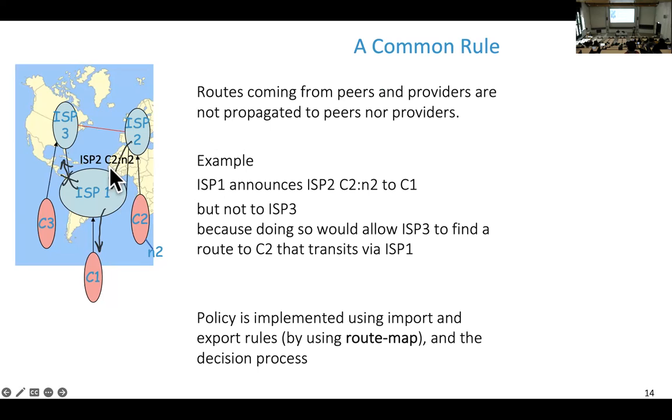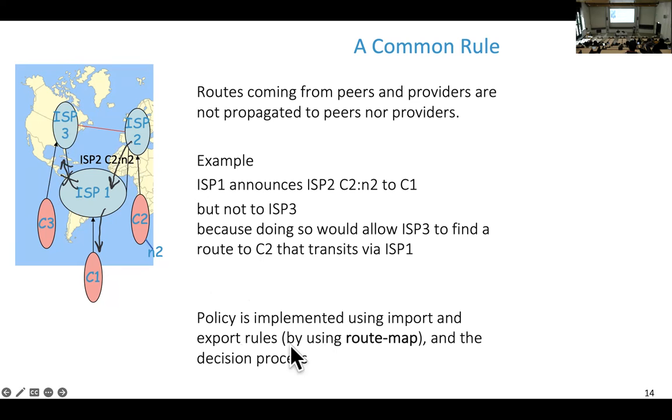And thanks to this rule, there is no way, at least through BGP, for ISP3 to figure out that there is a route to this network prefix here that goes through ISP1. Therefore, ISP3 does not know that there is a route and cannot send such traffic through ISP1. How such policies are implemented, we will see in a second.